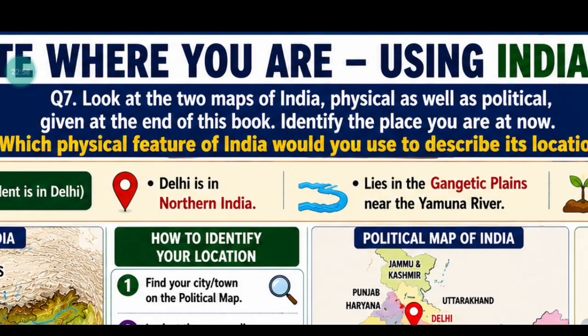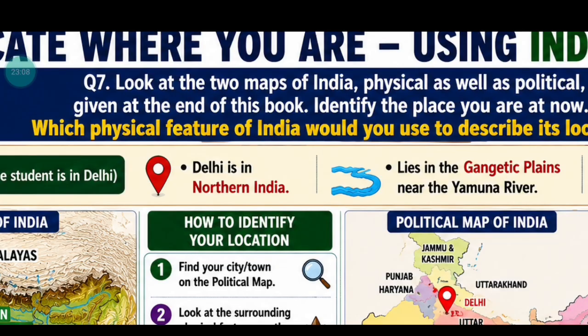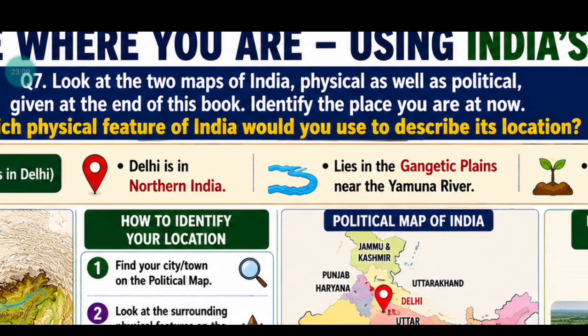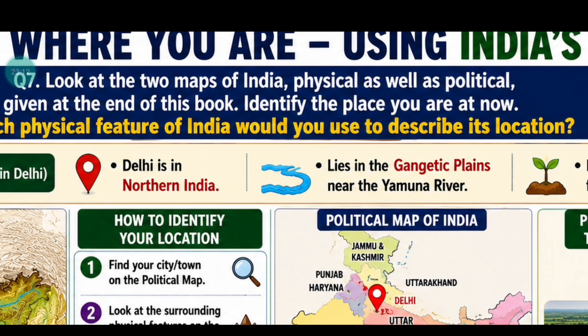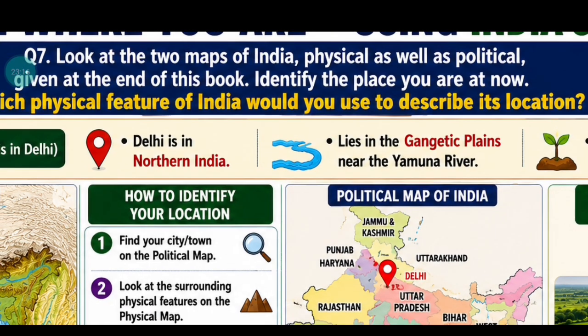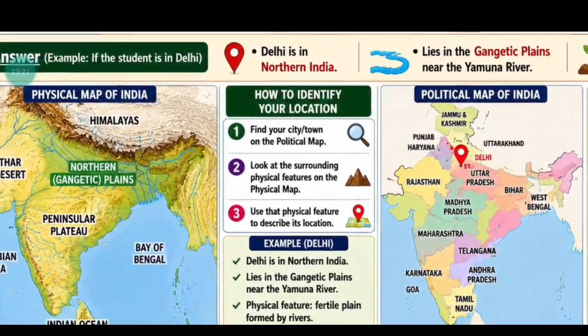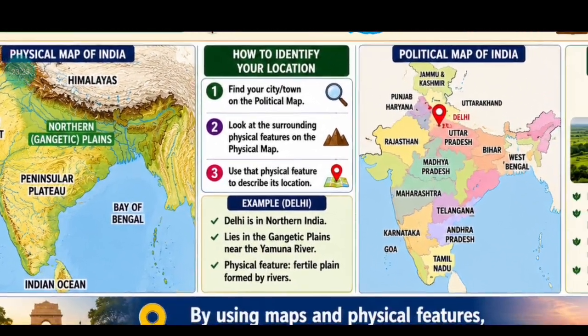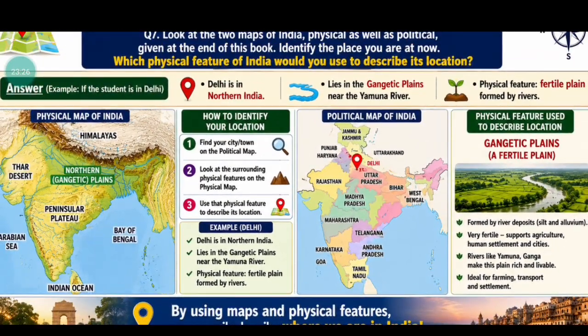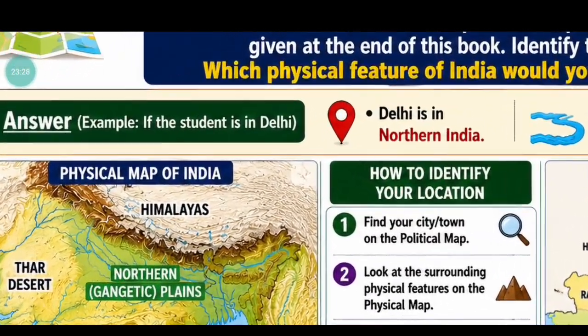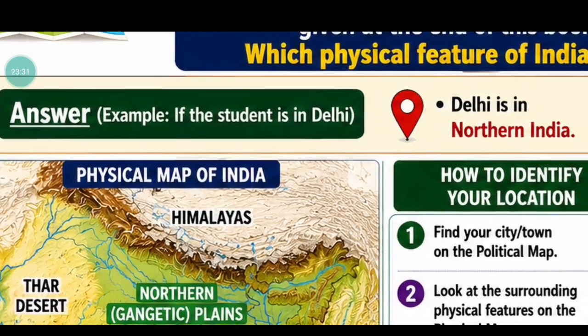Now where you are living, you find out that place according to these two maps, the physical features of India and the political map of India, right? Which physical features of India would you use to describe this location? So where you are living now, you describe this position according to physical features of India, right? Here I have attached this physical map of India and this political map of India. This area's location is near Delhi.